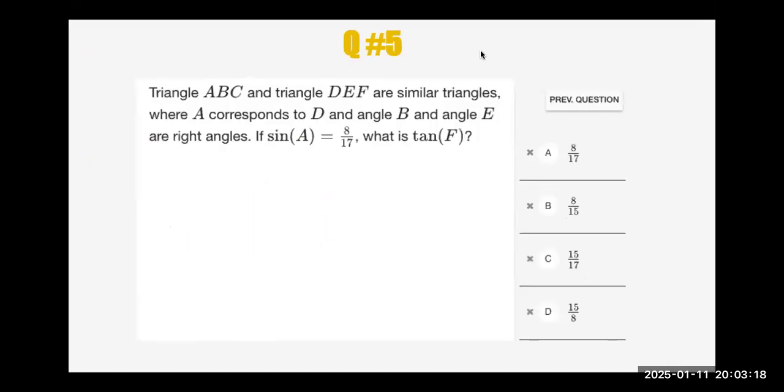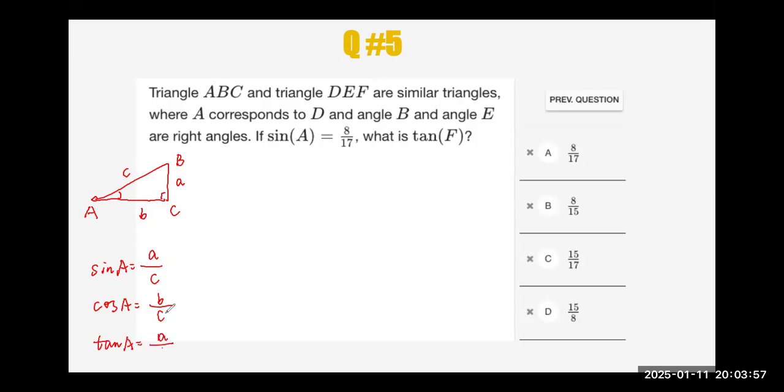Oh, again, sign. Okay. Let's do a quick introduction here for trig function. Opposite. So sine A by definition will be the opposite over the hypotenuse. Cosine A will be adjacent over hypotenuse, which is C. And tangent A will be opposite, which is A, over adjacent, which is B here.